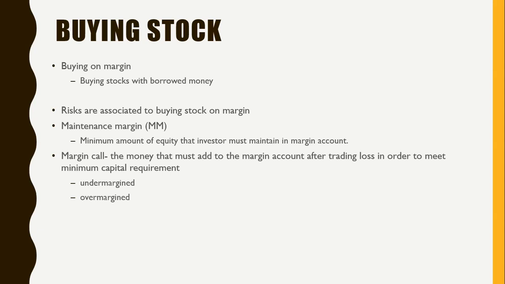By law, the brokerage firm will not be allowed to let the value of the collateral go down below a certain percentage of the loan value. The percentage is called the maintenance margin. Maintenance margin is the minimum amount of equity that an investor must maintain in the margin account after purchase has been made.